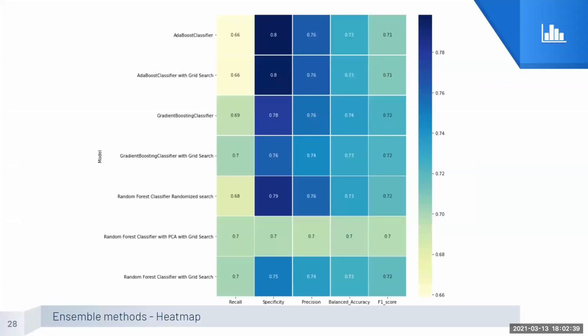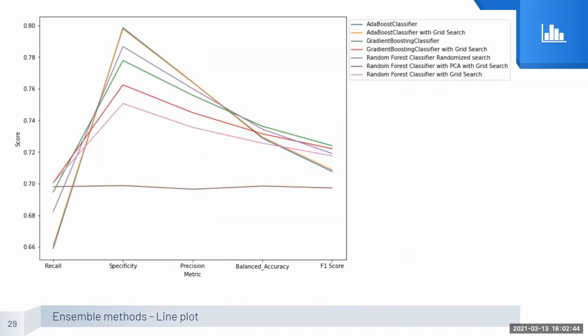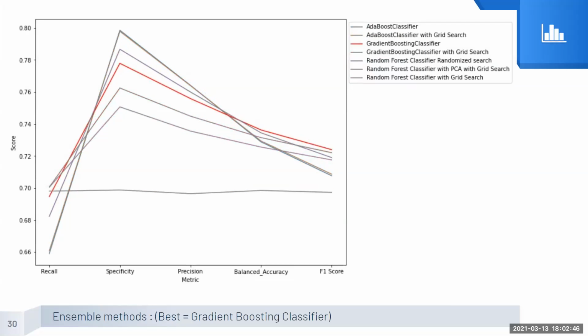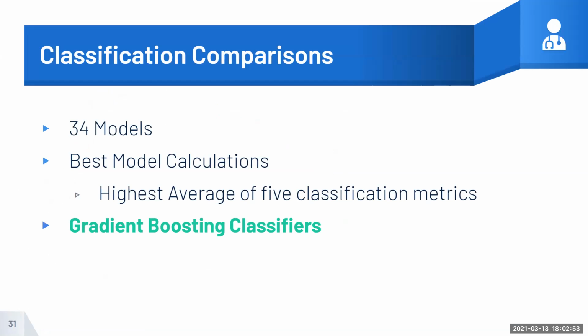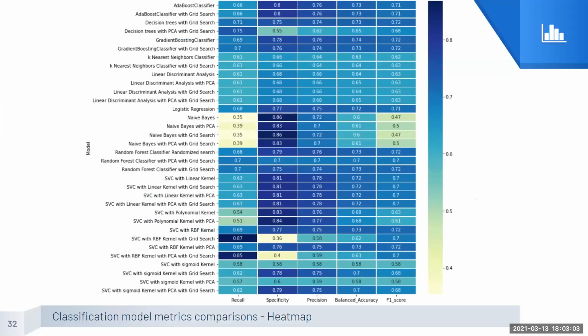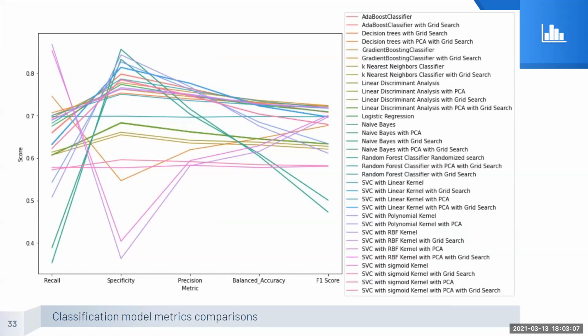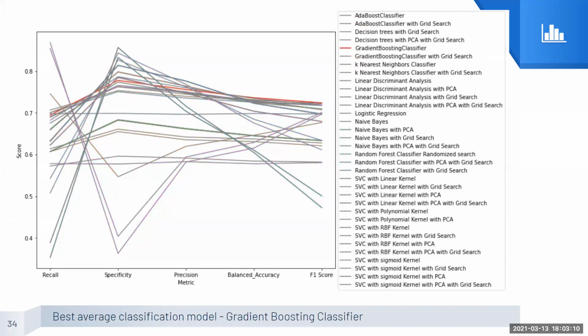And we created the heat map and line plot for this bagging ensemble methods. And the best model out of this ensemble methods, we get the gradient boosting classifiers. Out of 34 models, the gradient boosting classifier with the default parameters achieved the better results in predicting disease. The heat map shows and compares the scores for each of these models. And this is the line plot for each of the models. And the gradient boosting achieved the better results.